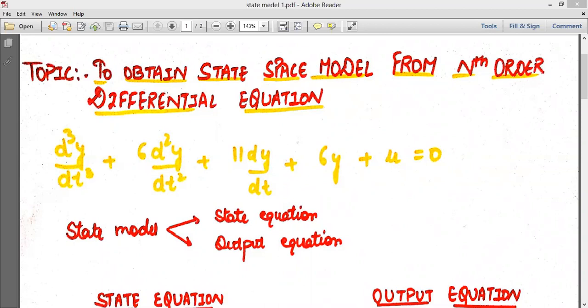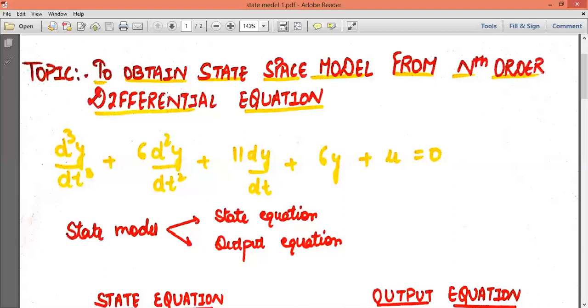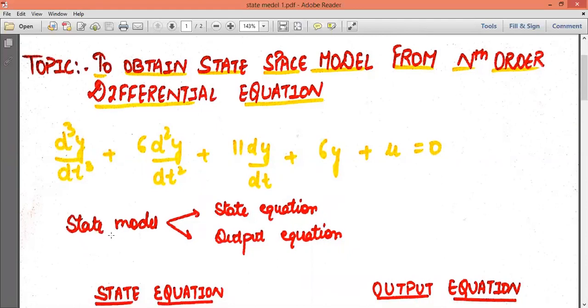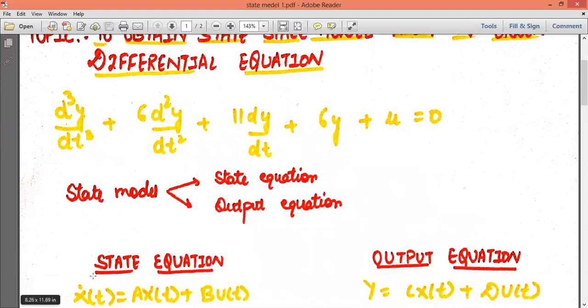Before proceeding, I would like to say that a state model is a combination of a state equation and the output equation. Both of these equations form the state model. How do we represent the state equation? It is x dot of t equals A x of t plus B into u of t. These are the matrices. And y is the output equation.